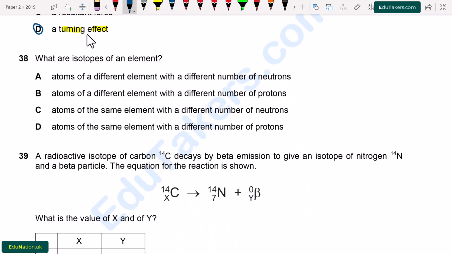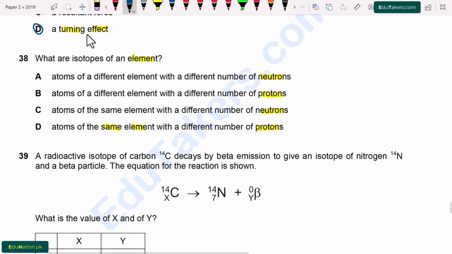Question number 38. What are isotopes of an element? Isotopes are the elements that have same atomic number but different atomic mass. Option A, atoms of different elements with a different number of neutrons. B, atoms of different element with a different number of protons. C, the atoms of the same element with a different number of neutrons. D, the atoms of the same element with a different number of protons.